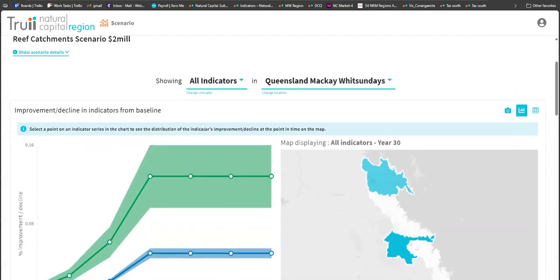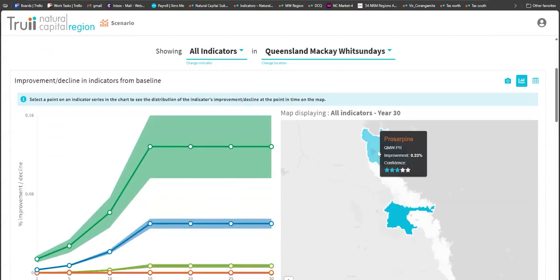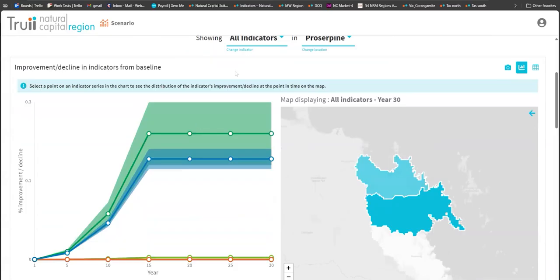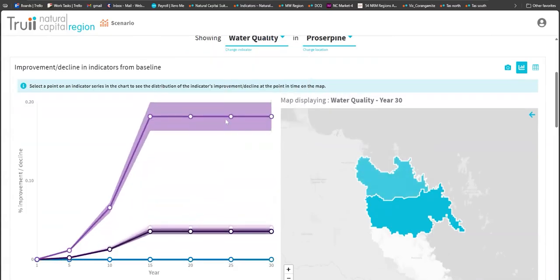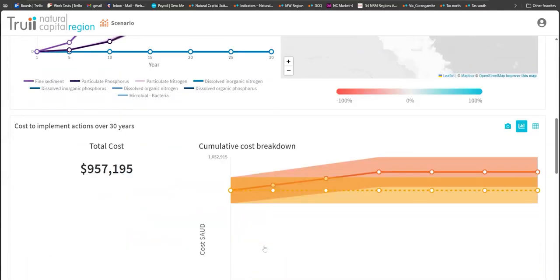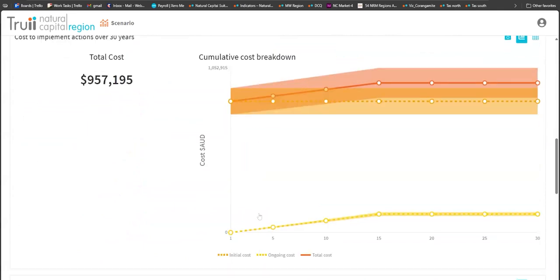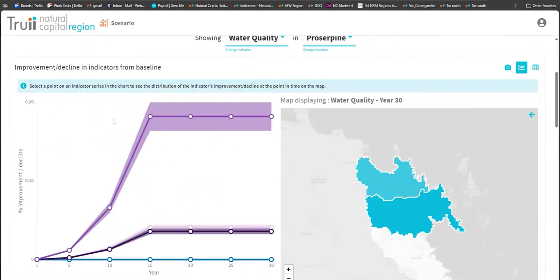Okay, and you can see we get some outcomes for each of those, and you can drill down to individual catchments and look at, for example, what the water quality outcome was for those activities in this catchment. So we're up at 0.2% for fine sediment. We got some improvement in water quality there for fine sediment. This is your cumulative cost breakdown. For each of those activities, we put an upfront and ongoing cost. You can see in that particular catchment, we've spent nearly $1 million.